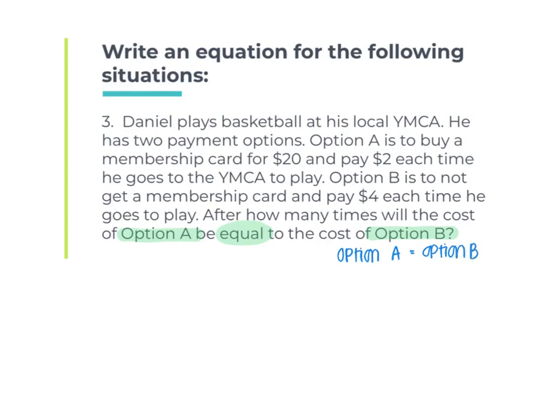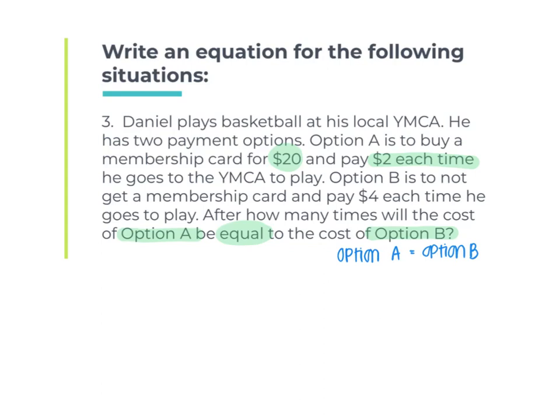All right, well then let's focus on option A first. Let's look into option A and find the keywords for that option. So for option A, Daniel would buy a membership card for $20 and then pay $2 each time he goes to the YMCA to play.